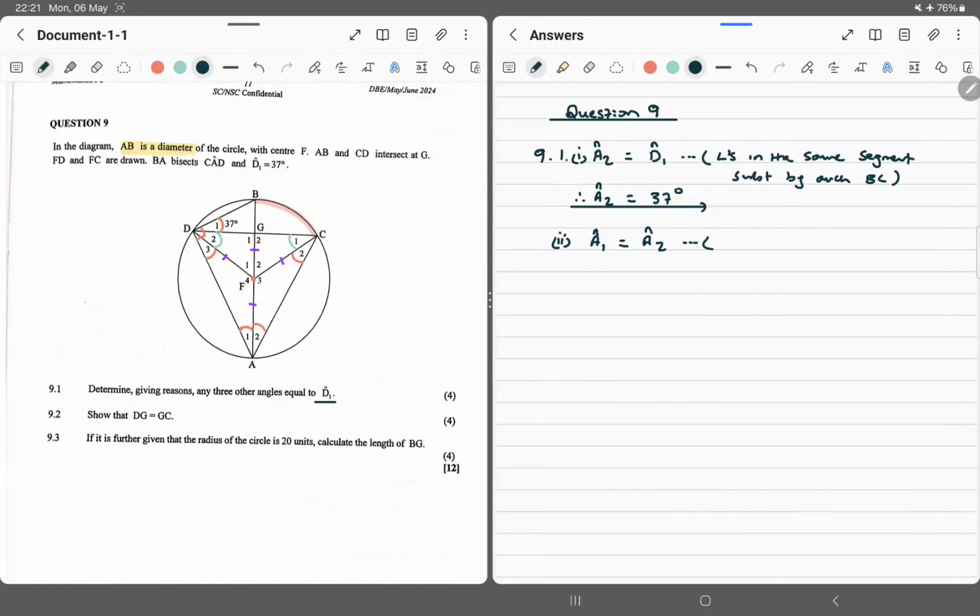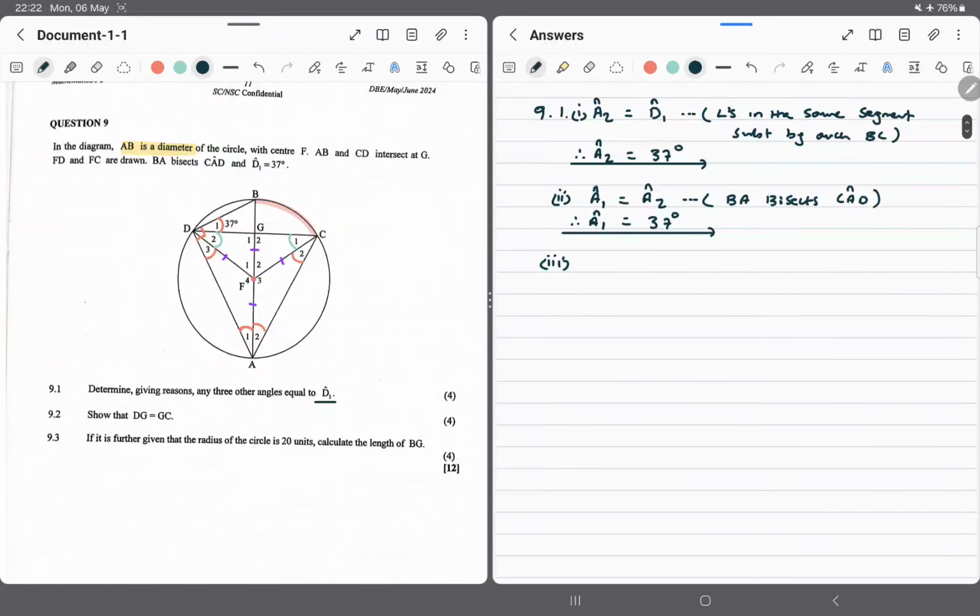What is the reason here? We know that BA, we were told that BA bisects CAD. So that means those two are equal. So we can make a conclusion that therefore A1 is also 37 degrees. And then the third one can be of our choice.